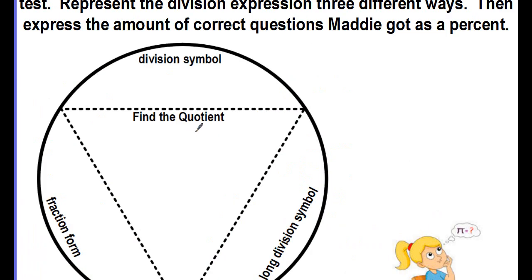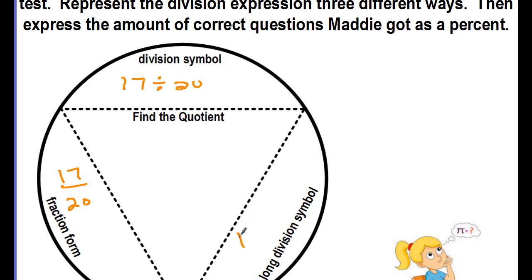Okay, second example. Maddie correctly answered 17 out of 20 questions on her math test. Represent the division expression 3 different ways, then express the amount of correct questions Maddie got as a percent. All right, well, this 17 out of 20, the way it's written, reminds me of a fraction. 17 out of 20. So if you read it as a division expression, it would be read 17 divided by 20.